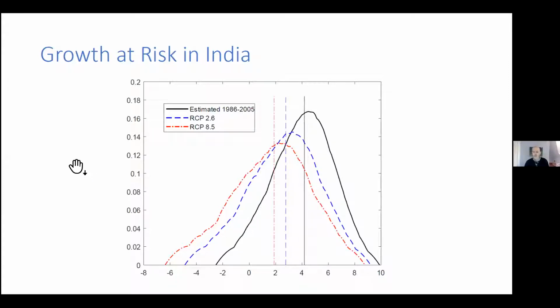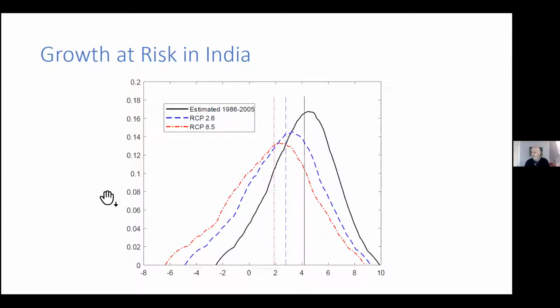And under representative concentration pathway 8.5, where the temperature in India rises by much more by the year 2050, the central tendency of growth in India falls somewhat further, but importantly, true growth disasters increase dramatically. So the risk of extremely poor outcomes for economic growth in a country like India is increasing dramatically according to these specifications with climate change.